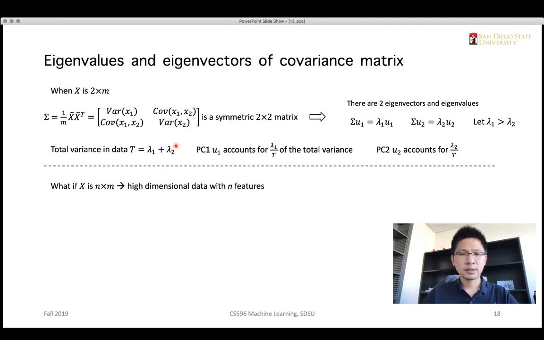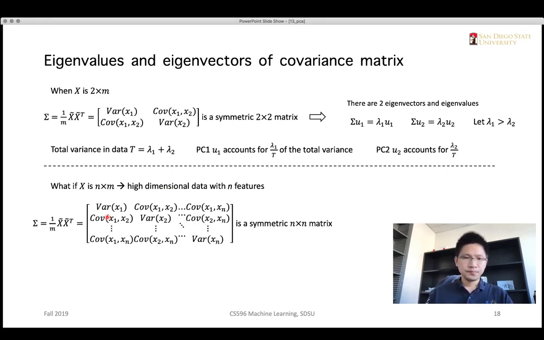Now let's go into a higher dimensional data set. So far the examples we have used a 2-dimensional data set, a 2 by n matrix. What if now we have an n by n matrix, which means that each data point is an n-dimensional vector? So we have n features.